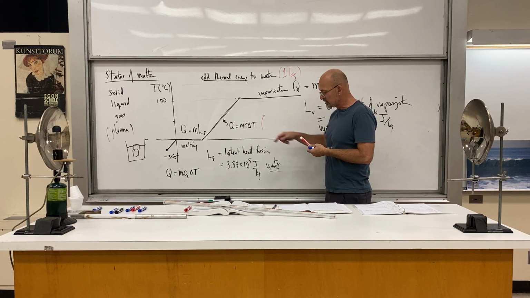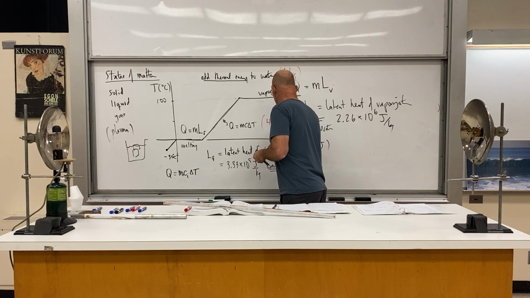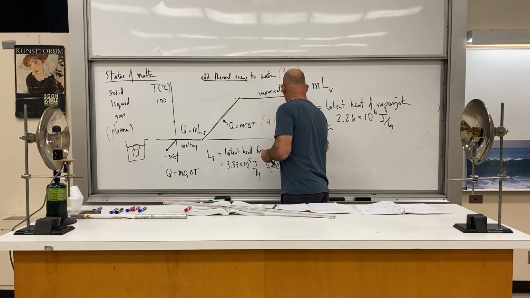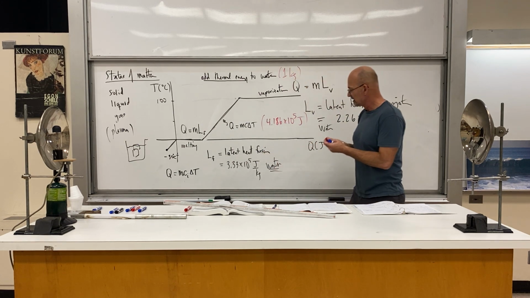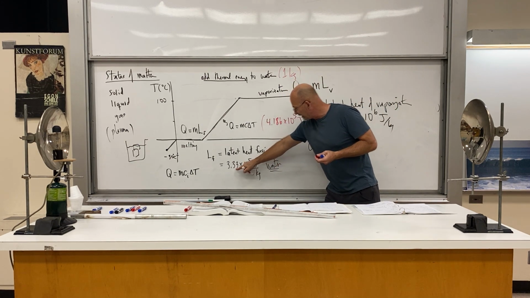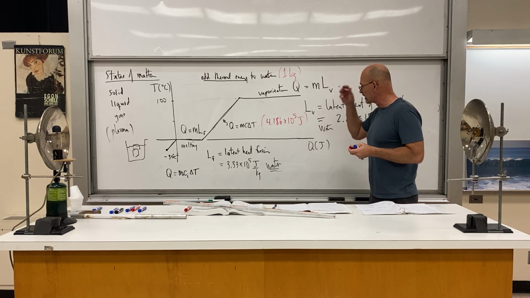4,186 times 100. So this number here would have been 4.186 times 10 to the 5 joules. Okay. That's what I was saying. This is about 3/4 of that, right? Close enough.